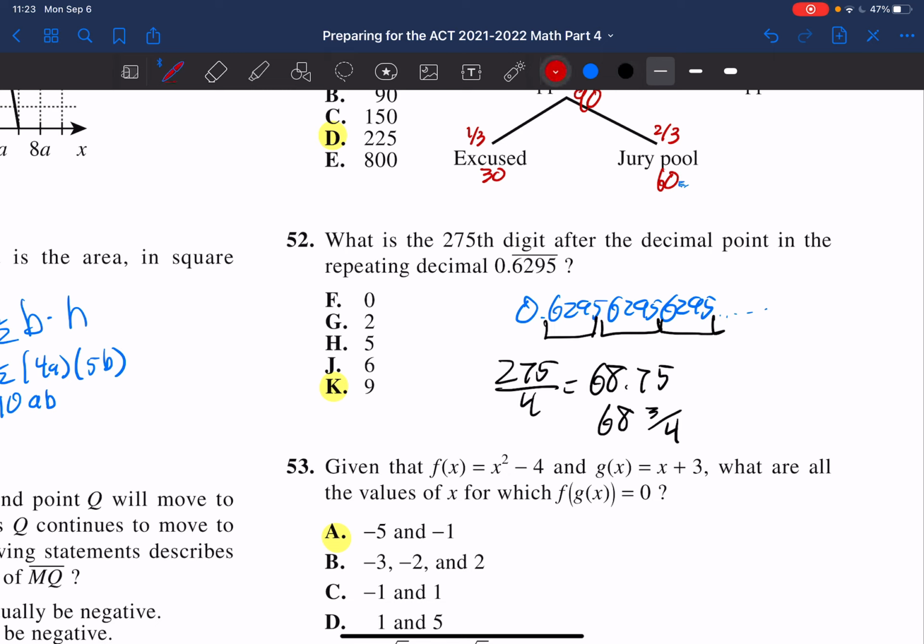And that 3/4 tells us, okay, this is the first number in the cycle, this is the second, this is the third, this is the fourth. And then it repeats 1, 2, 3, 4, and then cycles again 1, 2, 3, 4. And this 3/4 tells us that we're going to stop at the third out of the 4. So that's why the answer is letter K, because 9 is the third number in the cycle. And that's what this remainder of 3/4 tells us.